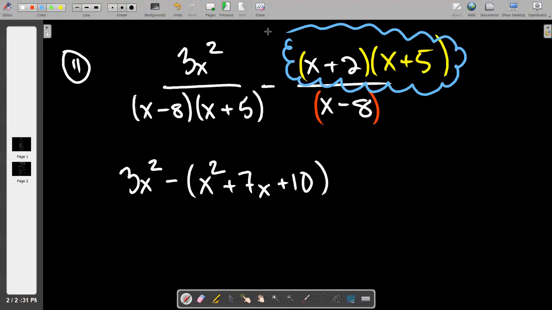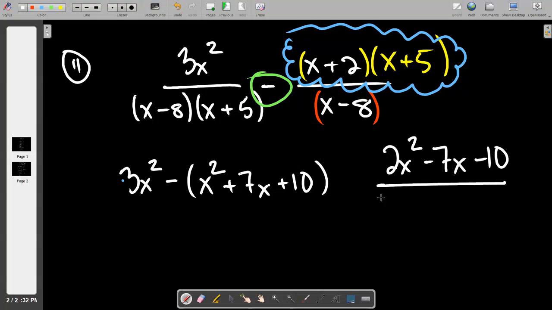Multiply, multiply, multiply, multiply. But lurking in front is this minus sign. And he says, I will apply myself to everybody that comes after me. I'm a minus and I will distribute myself to everything on the top of that fraction. And that includes all of the terms in parentheses. And so we wind up with 3x squared minus x squared, which is 2x squared, minus 7x, minus 10, all over x minus 8 times x plus 5.